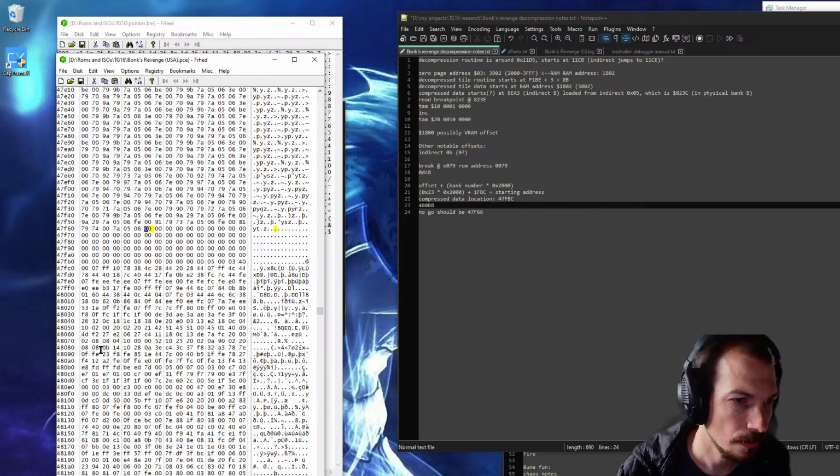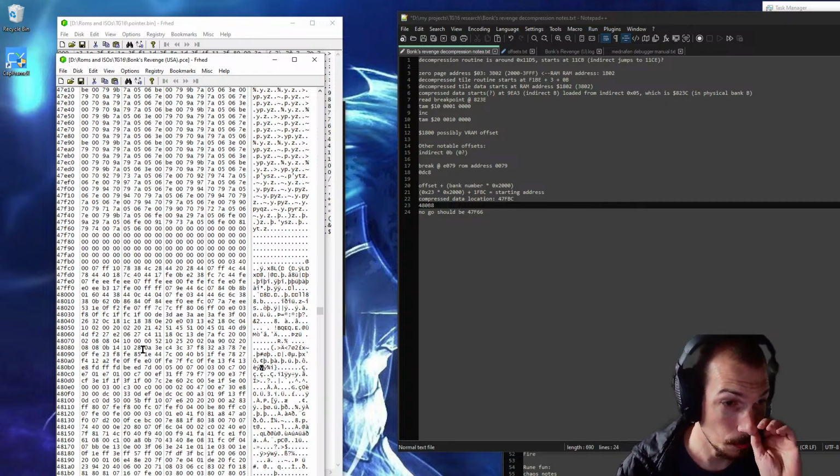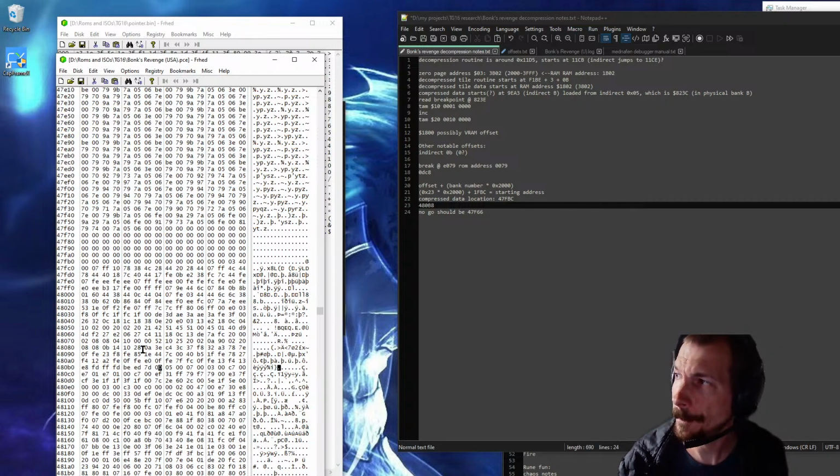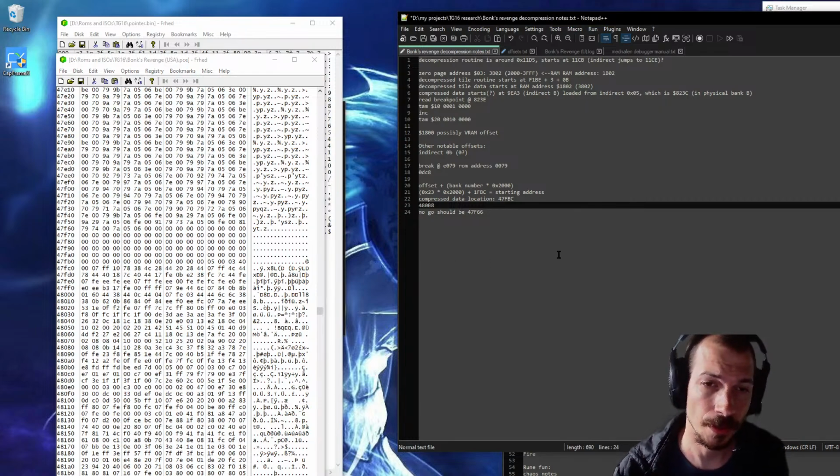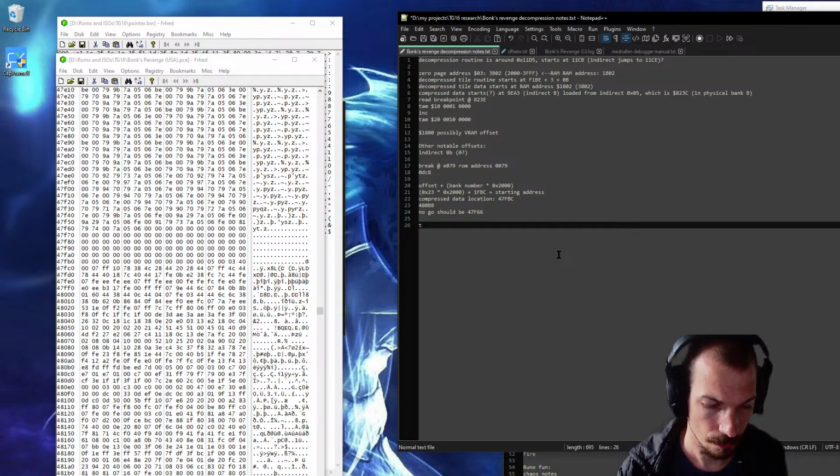Where's B? I want to say it starts there. So I see a terminating byte over here, maybe. I'd have to look at the code some more in order to figure that out. It could be 00, that's the terminating byte. That's also a possibility. So let's see here. That would be the terminating byte. Maybe.